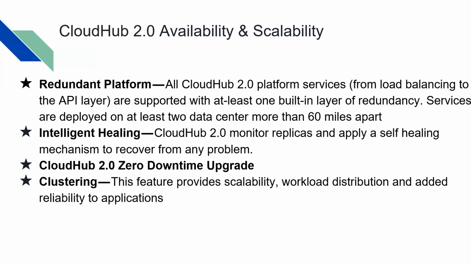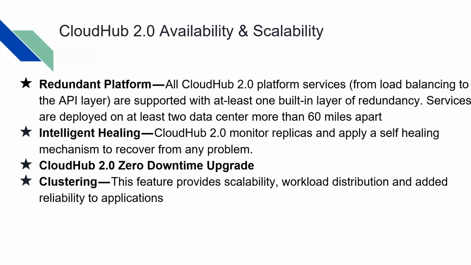Then intelligent healing: CloudHub 2.0 monitors replicas, and it applies a self-healing mechanism if there is any problem. So if the platform goes down or crashes, it will spin up another replica in another data center. And if there is some issue or bug in the code itself, and for that reason the replica goes down, then it will spin up another replica. So even under problems it will apply intelligent healing, and that way the availability will be much higher.